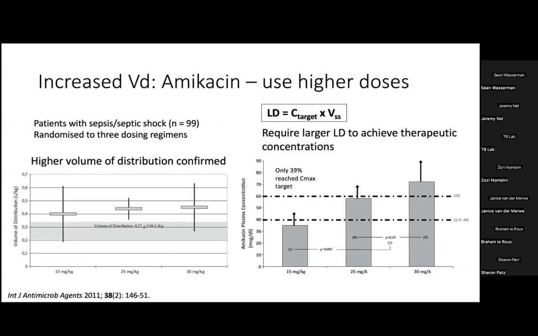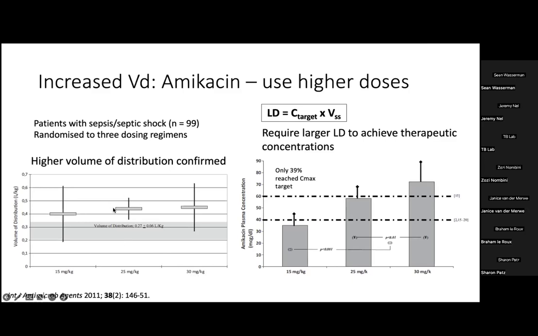And so I'm going to show you an example of this using patient data with amikacin. So this whole slide is from a randomized controlled trial of patients with sepsis or septic shock, about 100 patients who were randomized to 3 dosing regimens of amikacin. 15 milligrams a kilogram, which is the so-called standard dose, 25 milligrams a kilogram, or 30 milligrams a kilogram.